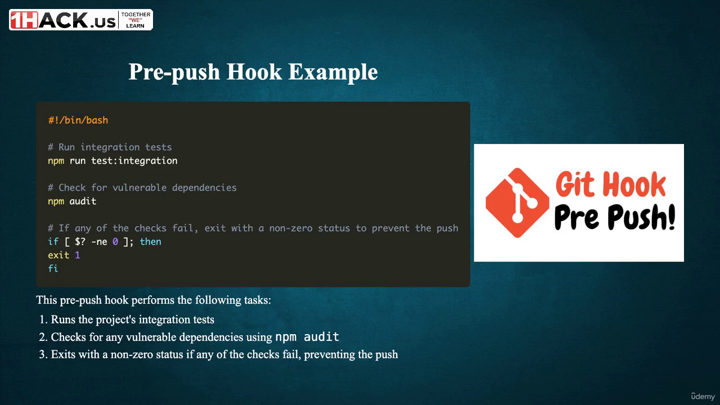If any of these checks fail, the hook will exit with a non-zero status, which will prevent the push from being executed. This ensures that only high-quality and secure code is pushed to the remote repository, reducing the risk of introducing bugs or security vulnerabilities. By implementing a pre-push hook like this, you can automate the process of running integration tests and checking for vulnerable dependencies, making it easier to maintain a secure and reliable codebase.